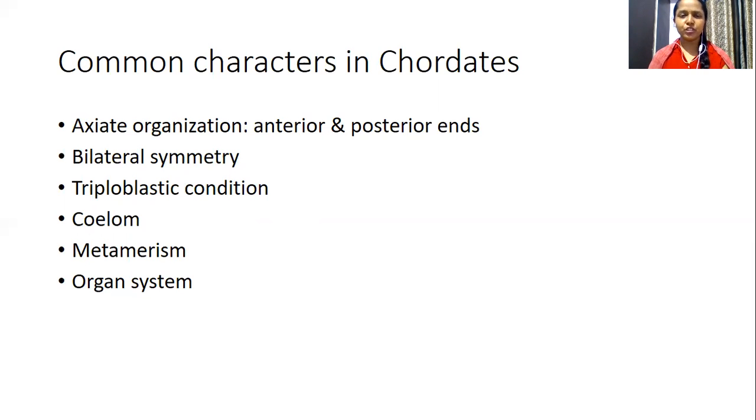Along with that, there are certain general characters of phylum chordates. Chordates are usually aquatic, aerial, and terrestrial with respect to their habitat. They occupy all the existing habitats on planet Earth, and they are free living, and some are parasites in nature.